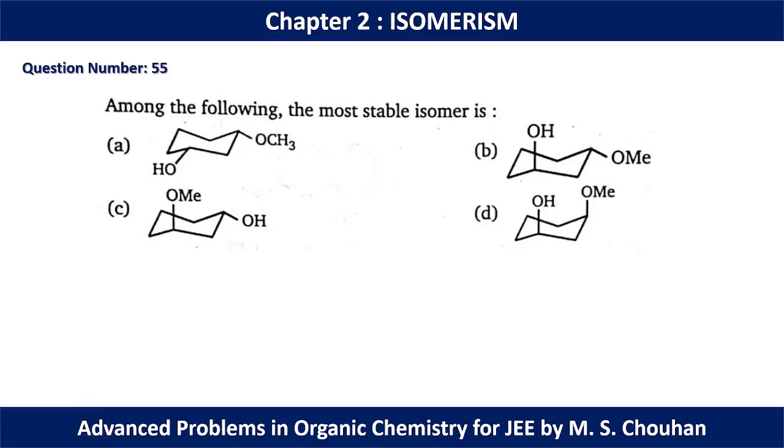But in this case another thing happens, that is hydrogen bonding. So in this case we have hydrogen bonding present to the maximum extent in molecule D. As we know, hydrogen bonding is a more stabilizing factor, and if we compare hydrogen bonding and 1,3 diaxial interaction, hydrogen bonding will prevail over 1,3 diaxial interaction. So for question number 55, option D should be the correct option because hydrogen bonding is present in this part.